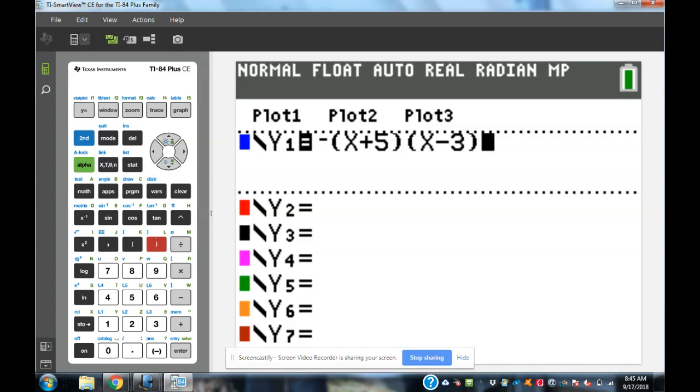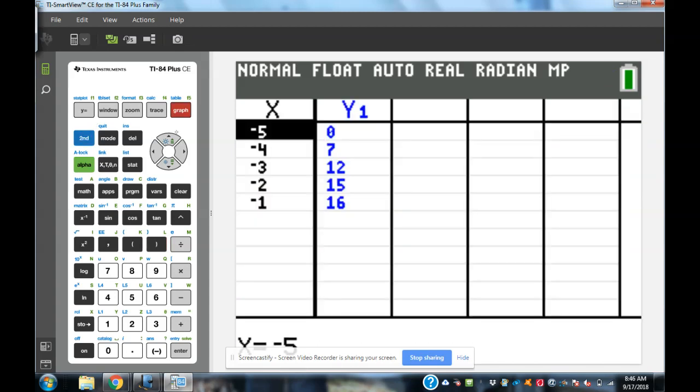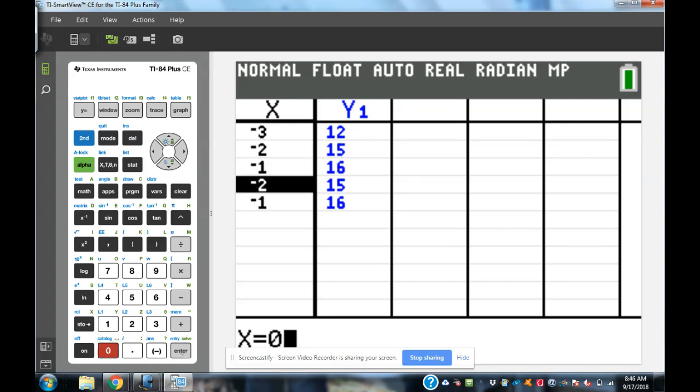Now I want to build my table. How do I do that? Second graph. I've got some values typed in there already. It doesn't matter. I'm just going to type over the top of them. -2, -3, -2, -1, 0, and 1. I just need those 5. If I've got more of them, it doesn't matter.